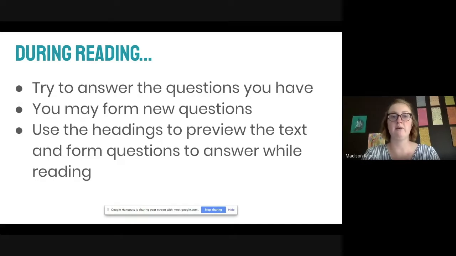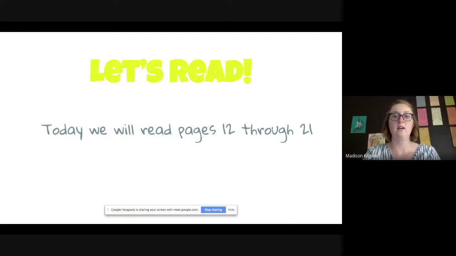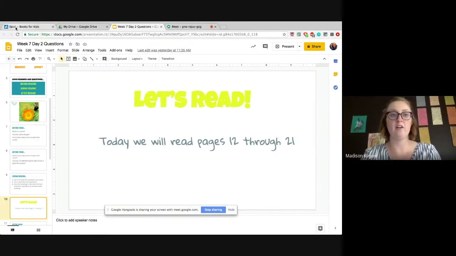Again, during reading, we want to try to answer the questions that we have, and we also may form new questions while we read based on the information we get. We'll continue to use the headings to help us preview the text and form questions to answer while we're reading. So today we're going to read through pages 12 through 21 to finish out the book.